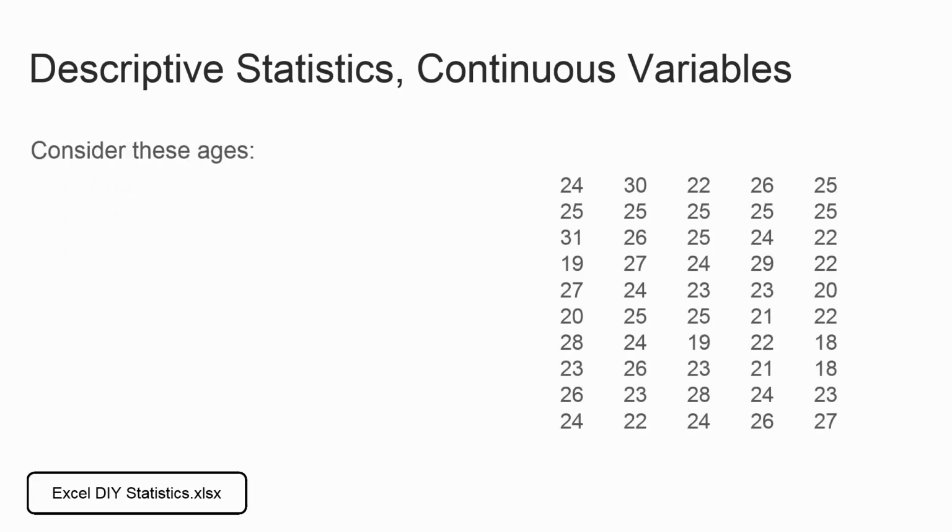Consider this list of ages. If you needed to communicate a summary of this list to another person, you might say something like, "This is a list of 50 ages, mostly in their 20s." While that wouldn't be wrong, we can be more precise. Considering that this is a fairly short list, this kind of communication is feasible.